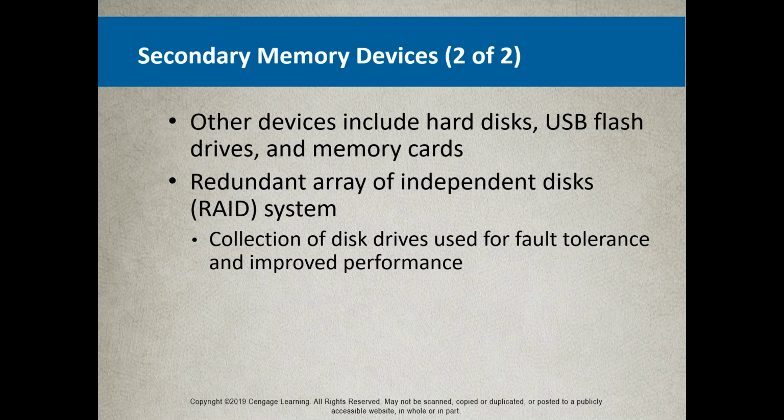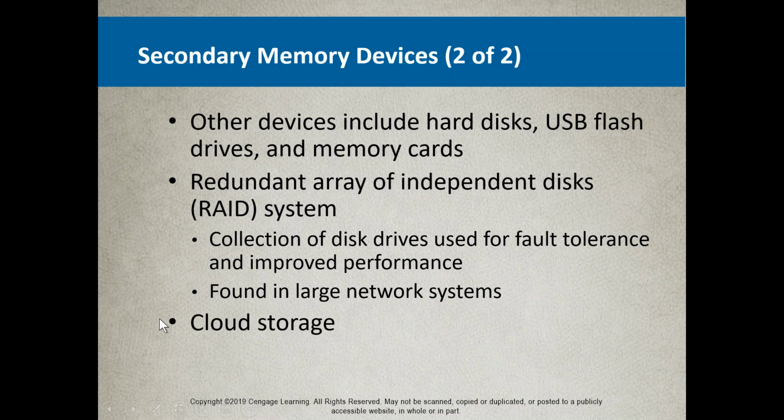So you always have two copies, kind of like how cloud storage works. They use a redundancy process in there. So this is found in large networks. It's also found in cloud storage. Now, cloud storage is really where it's going, and that's where I think you guys should all be at.